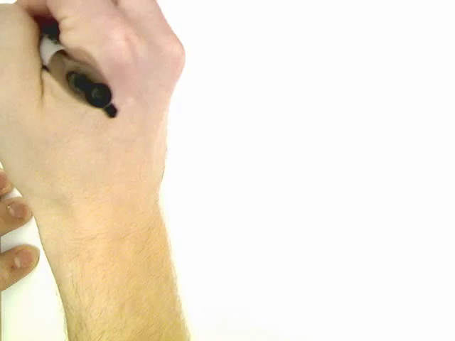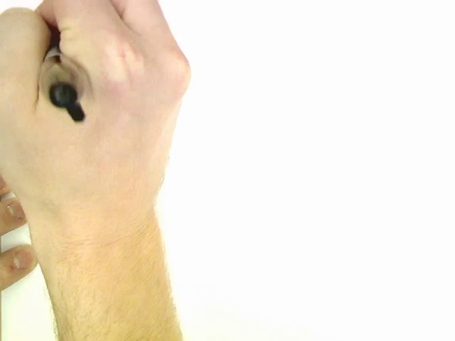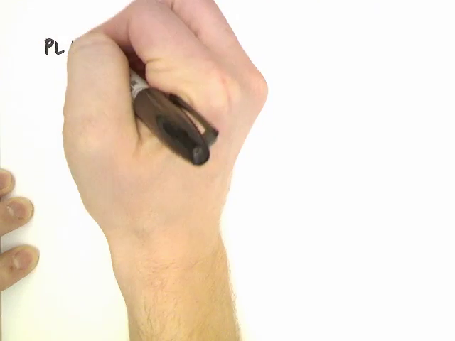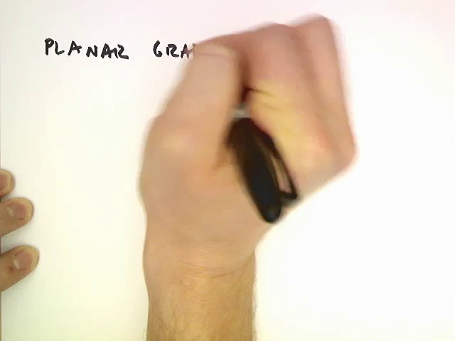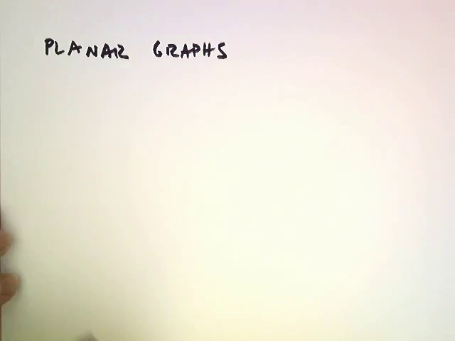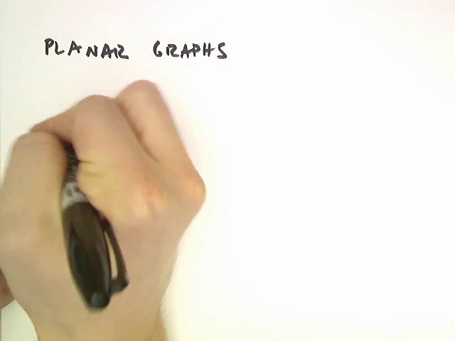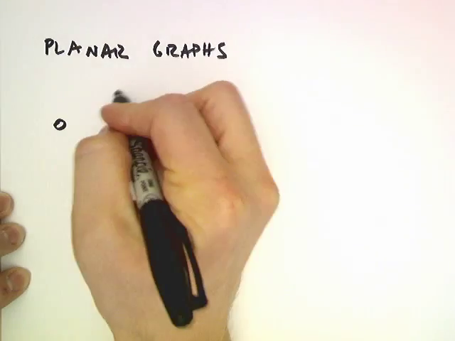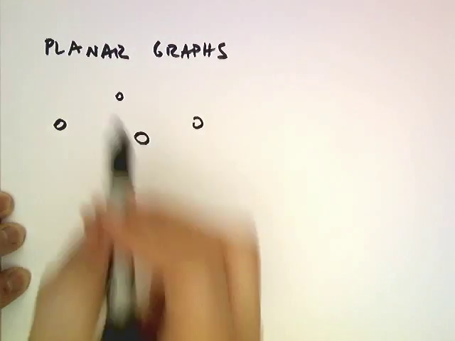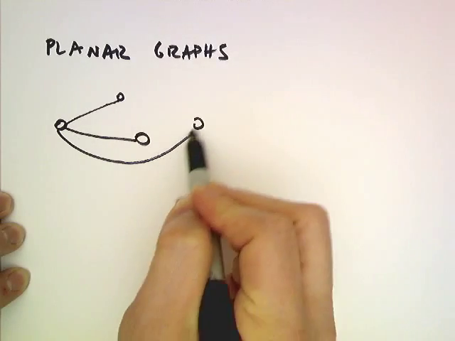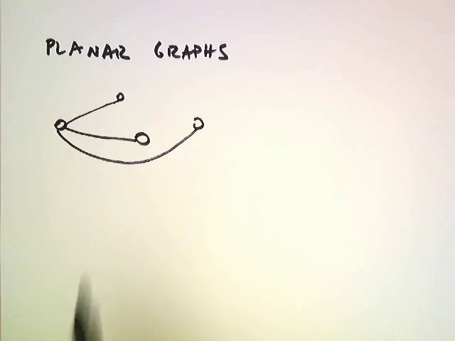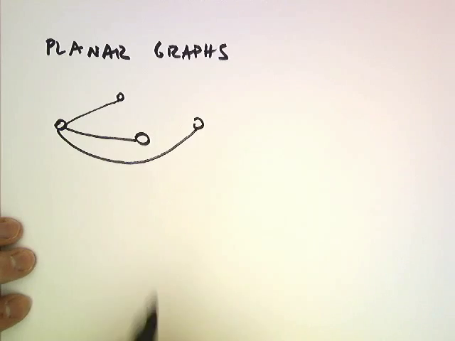I'd like to talk about planar graphs. These are graphs that can be drawn in the plane without any edges crossing. So this, for example, is a planar graph.